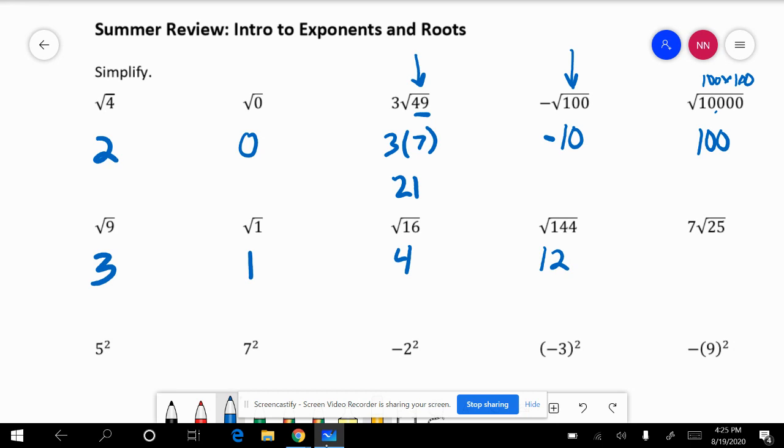And for the next one, the first thing that we're going to do is we're going to find the square root, and then we're going to multiply it by 7. So the square root of 25 would be 5, times 7 would be 35.